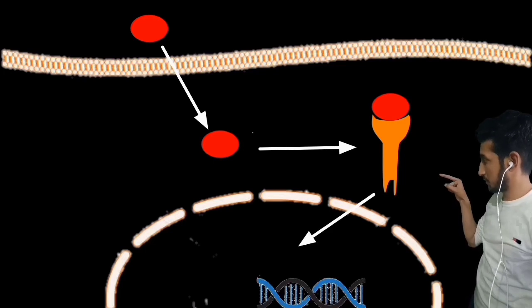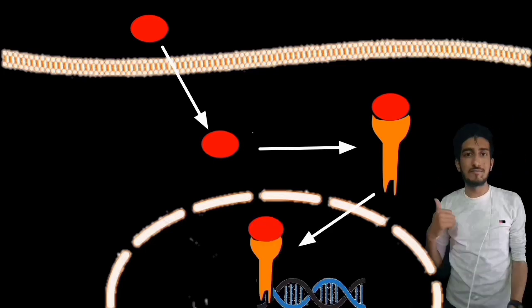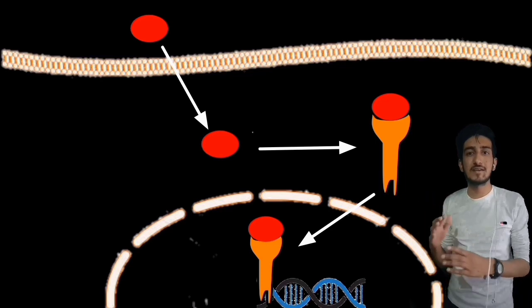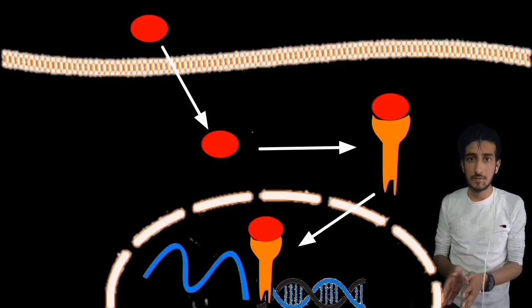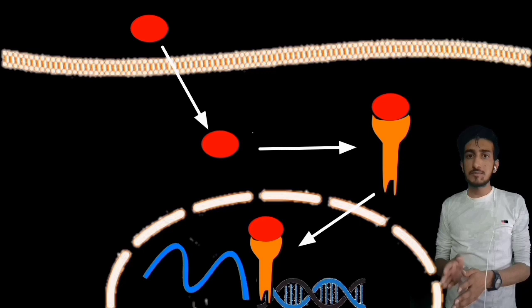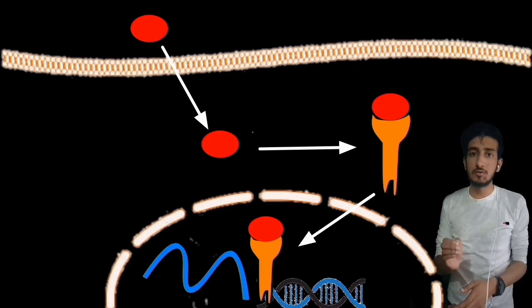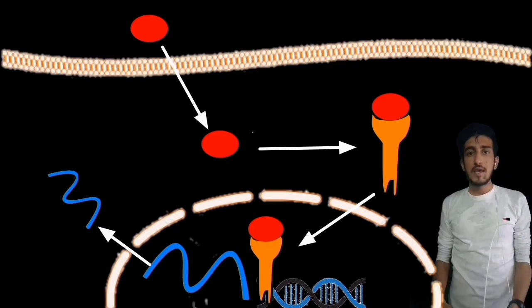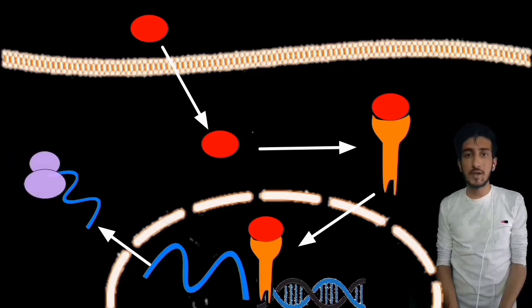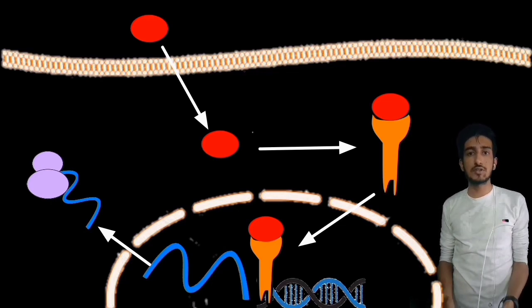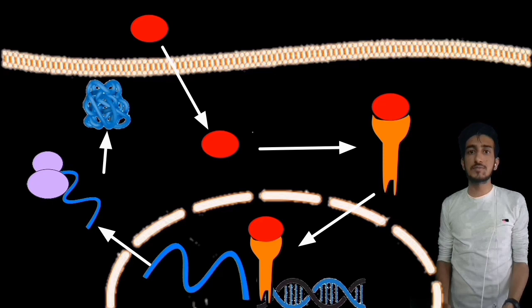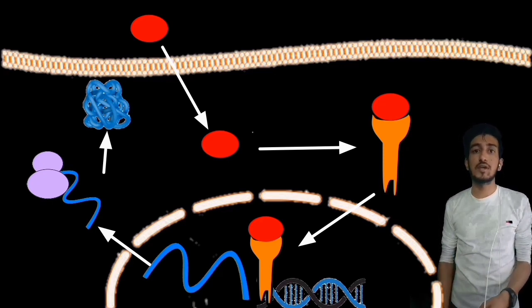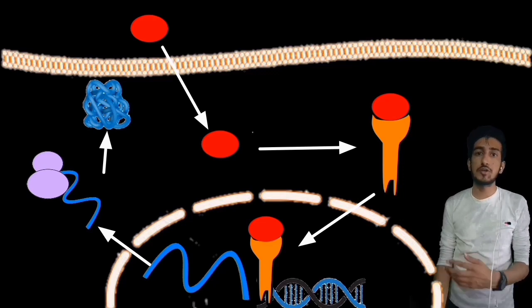From the nucleus it will bind to the DNA, and with the DNA it will cause the production of messenger RNA. Once the messenger RNA is produced, it will leave the nucleus through the pores and go into the cytoplasm again. Then ribosomes will come into action, bind to the messenger RNA and cause the production of proteins. These proteins will be actin and myosin, meaning those proteins which function in order to increase the weight.